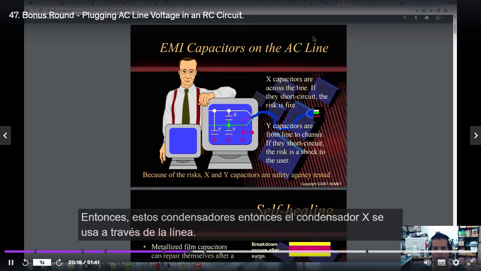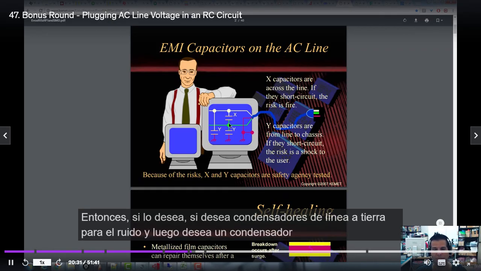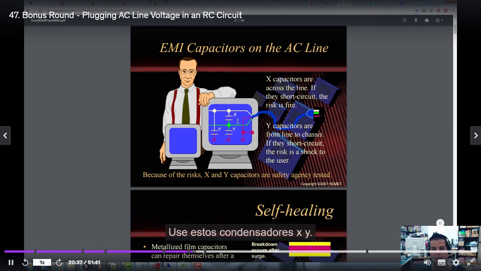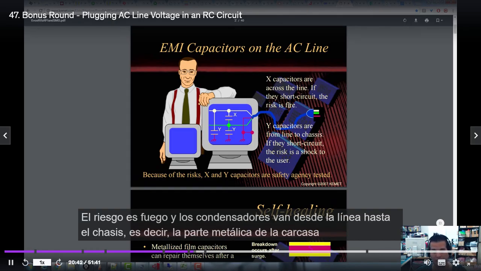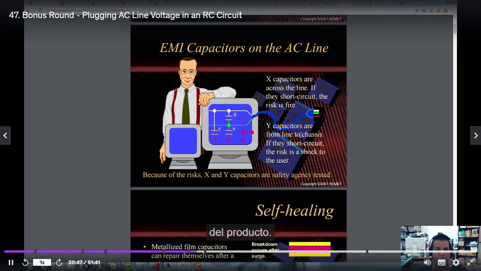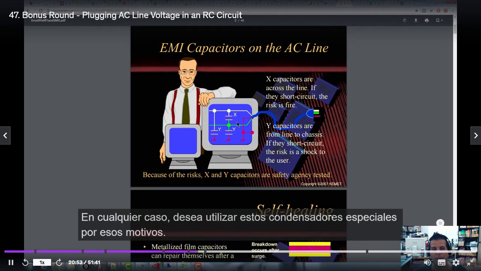So the X capacitor is used across the line, that is, across hot and neutral. Then the Y capacitors are used from line to ground. So if you want capacitors from line to ground for noise, and then a capacitor across the input for noise as well, you use these X and Y capacitors. Now, the X capacitors are across the line. If they short, the risk is fire. Y capacitors go from the line to the chassis, meaning the metal part of the enclosure of the product, usually an appliance. If they short, the risk is shock to the user. In either case, you want to use these special capacitors for those reasons.